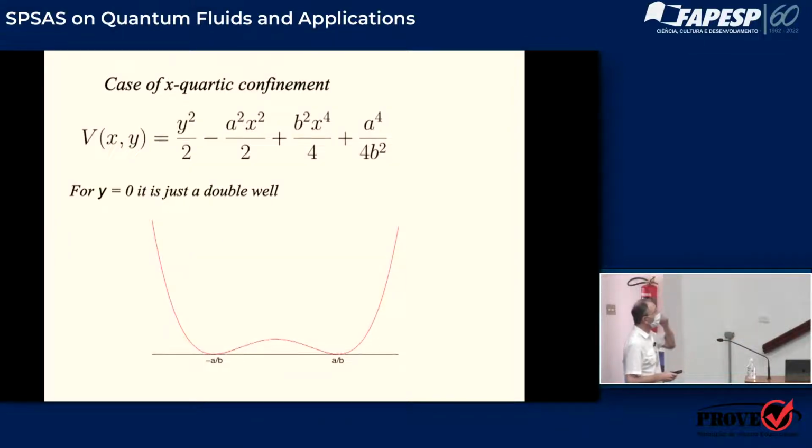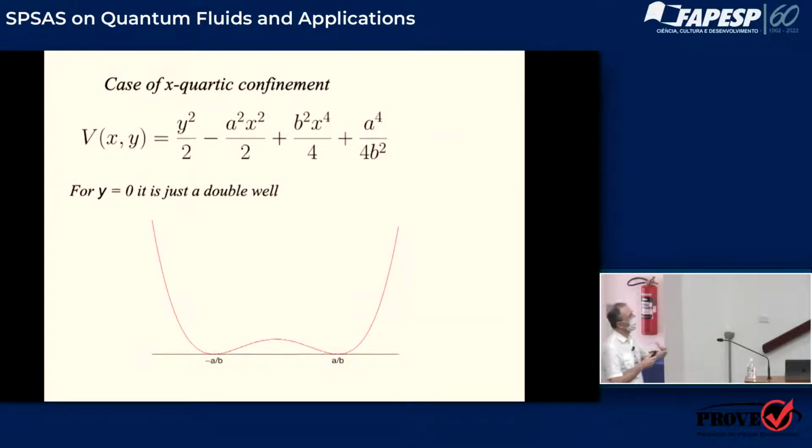So let's analyze first just the x quartic confinement, and then this potential is in this way. In fact, we have a quadratic term in the y direction. We have a quadratic term in the x direction, but we have a minus inside it. And this minus is to force, it will be more clear later why we have this minus. In fact, it is to force things to break up. But later on, we can make this a equals 0. So maybe at the beginning, it looks artificial.